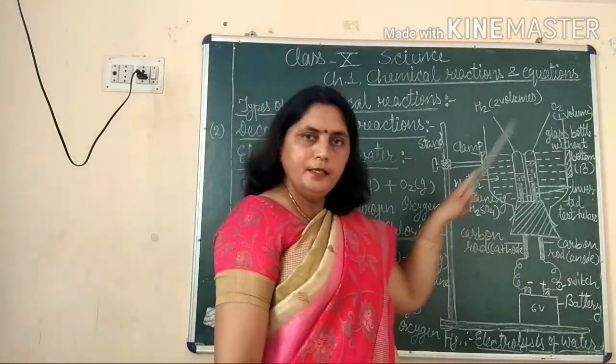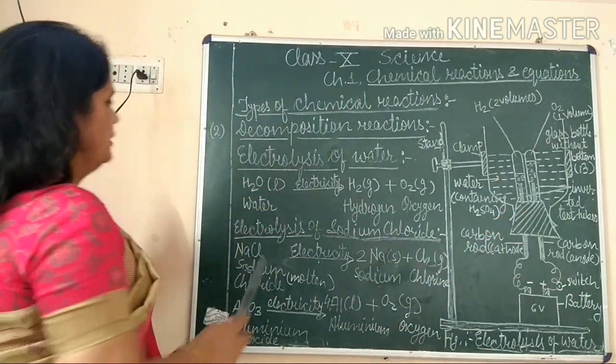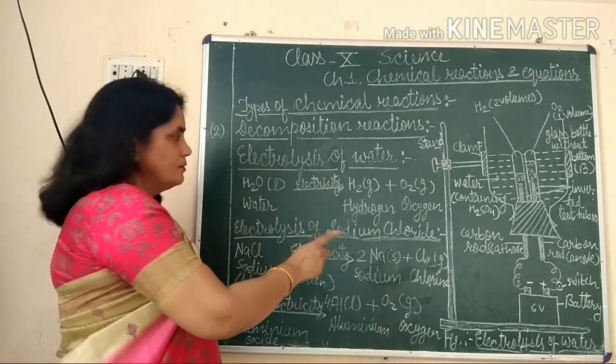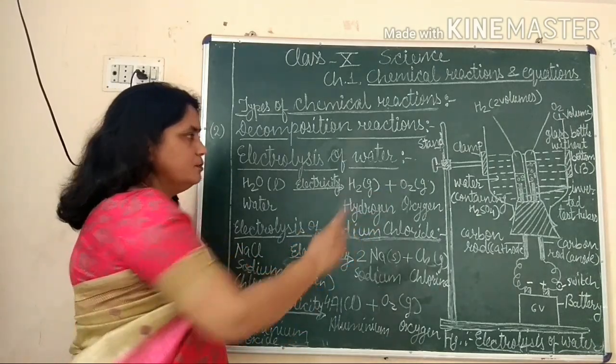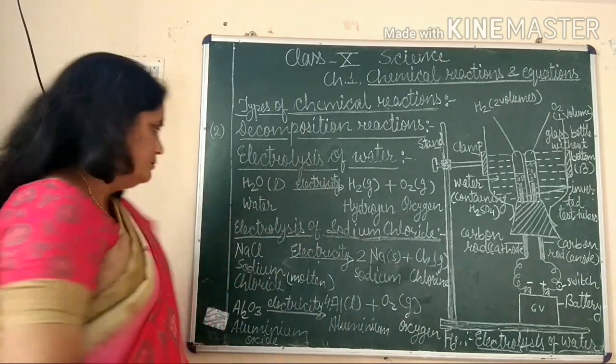So our experiment is complete. In this experiment, what did we see? That water on passing electricity decomposes into hydrogen and oxygen, and it is called electrolysis of water.